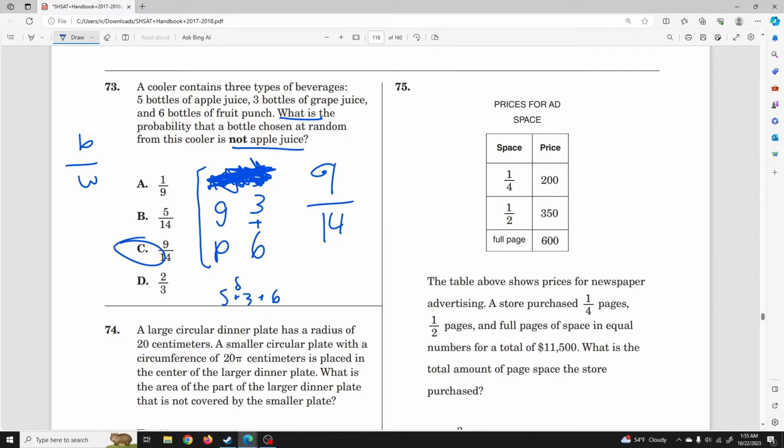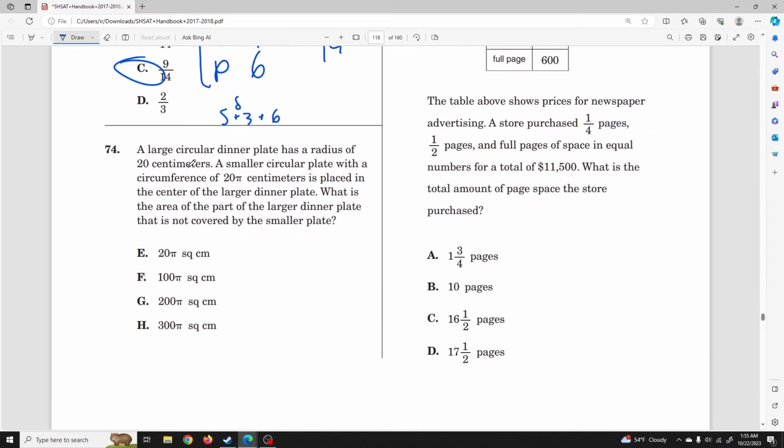Sorry. I'm just going to go ahead and scroll down. Okay, so here we go. Moving on to number 74.